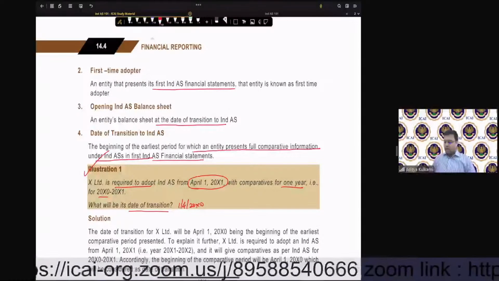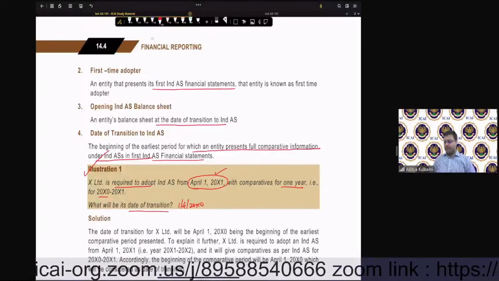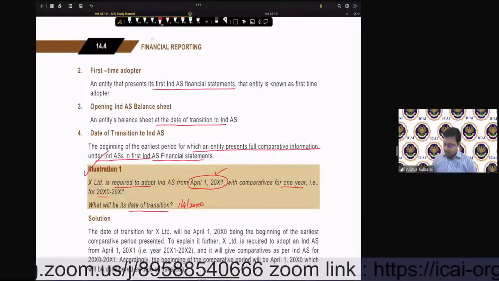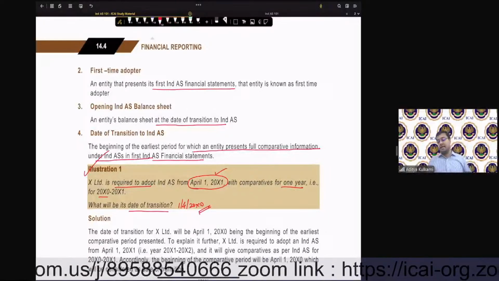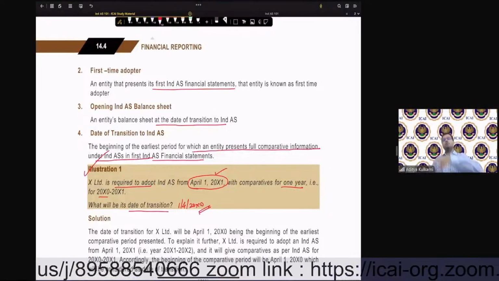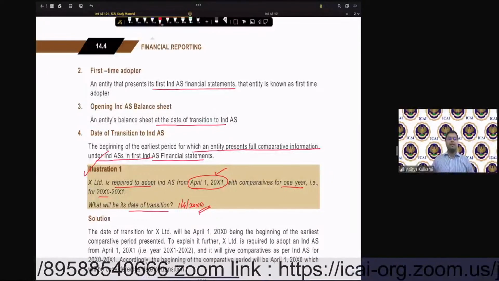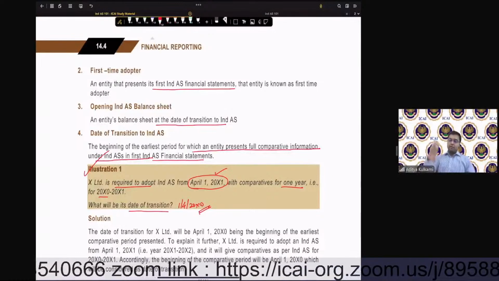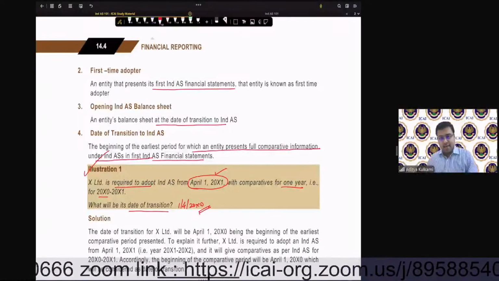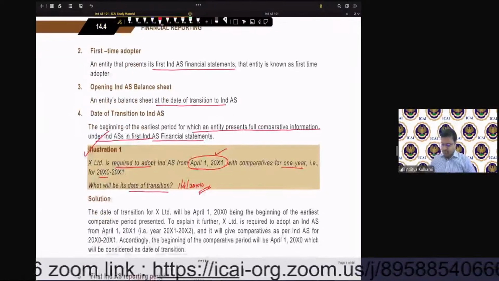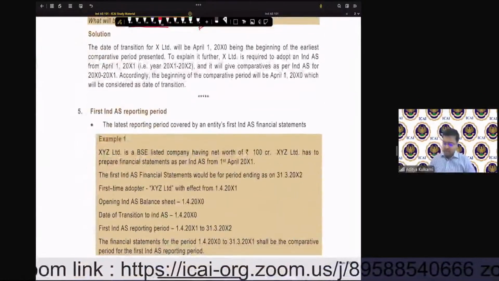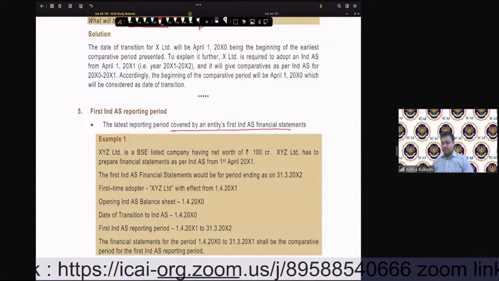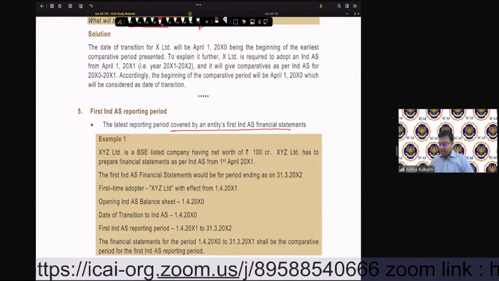Suppose you are required to adopt Ind AS from 1st April X1, then you will be having a comparative period X0 to X1. So the beginning of the comparative, that is 1st April X0, will be the date of transition. It is on this date where you do all entries and all adjustments to your opening reserves, and you recast the opening balance sheet as at 1st April 20X0. From that period onwards, you will proceed with Ind AS accounting. First Ind AS reporting period is the latest reporting period covered by an entity's first Ind AS financial statements.